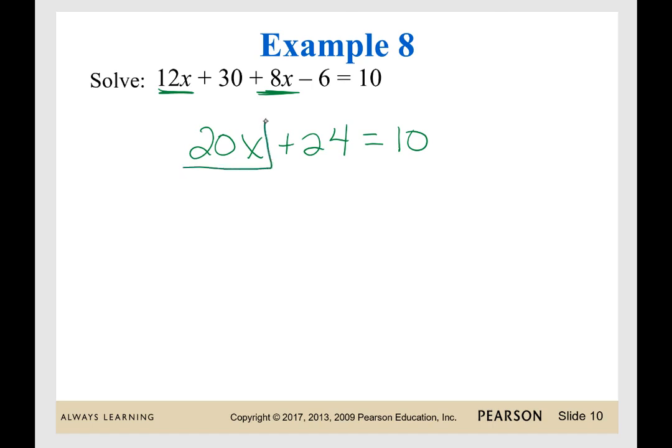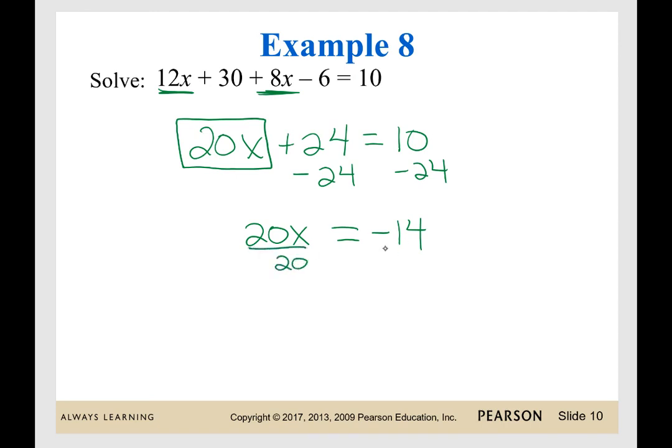Again, I have to get the variable term by itself first, so I've got to get rid of this adding 24, which means I'm going to subtract 24 from both sides. So 20x equals 10 minus 24, which is negative 14. And then I can isolate the x, which means I have to divide by 20. So I'm going to divide this side by 20 as well. Negative 14 over 20, I can simplify that. Both of those have a factor of 2. So this is negative 7 times 2, and this is 10 times 2. The 2's will divide out, and I'm left with negative 7/10.